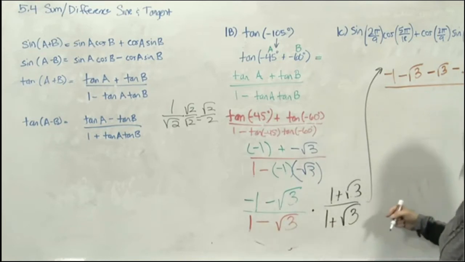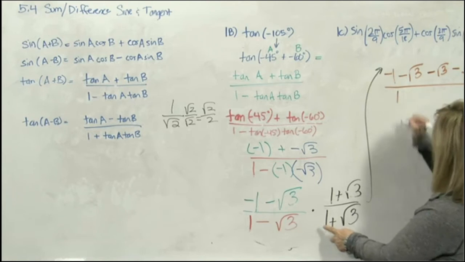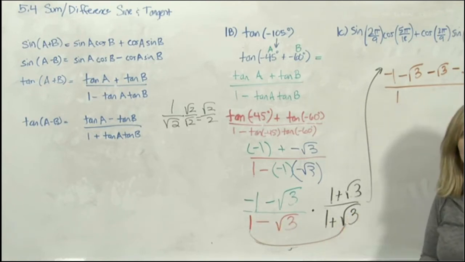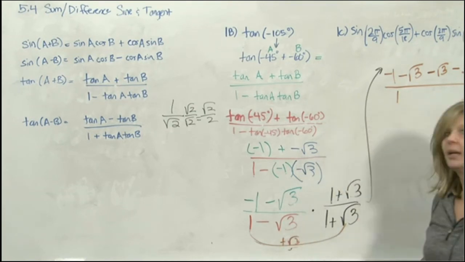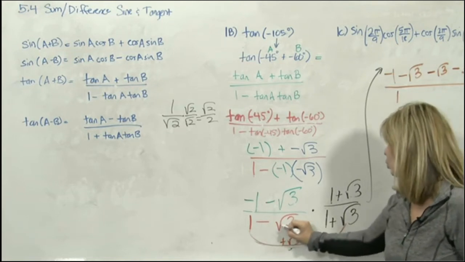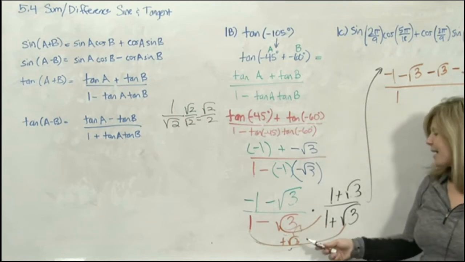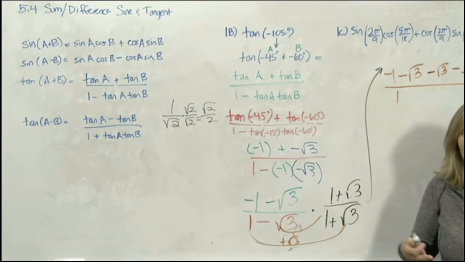So watch, when I do FOIL down here, first, what's 1 times 1? 1. Outers, what's 1 times a positive square root of 3? Well, that would be positive square root of 3. If I do the inners, what is negative square root of 3 times 1? Well, that would be negative square root of 3. And when you take a positive square root of 3 and add it to a negative square root of 3, that makes 0. It cancels.